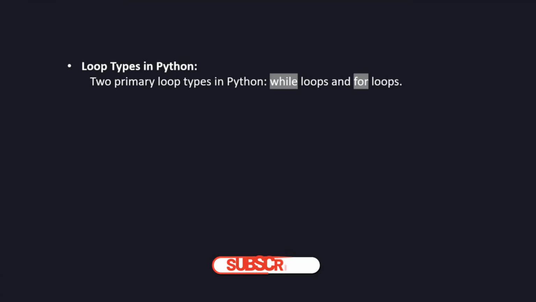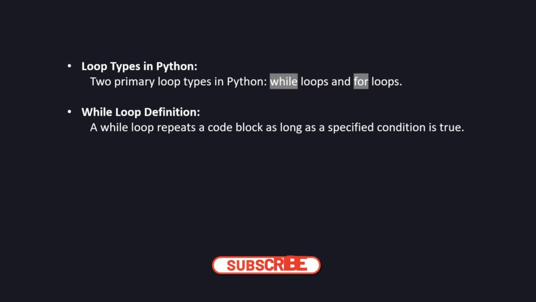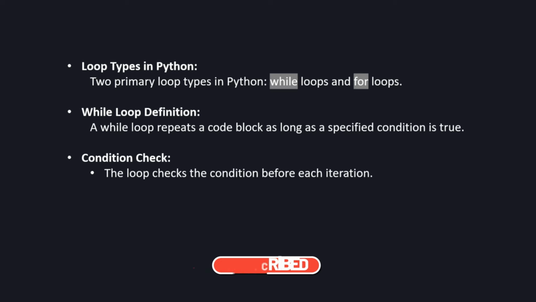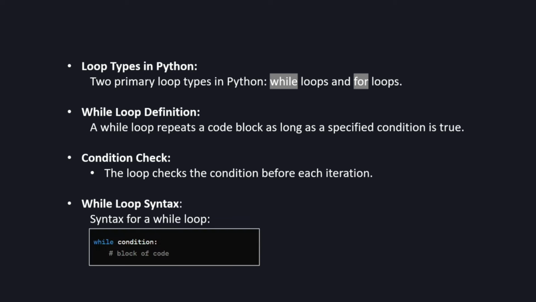So there are two main types of loops in Python: while loops and for loops. We'll learn about both of them in this video. A while loop is a type of loop that executes a block of code repeatedly as long as a condition is true. The condition is checked before each iteration of the loop, and if the condition is false, the loop stops and the program moves on.